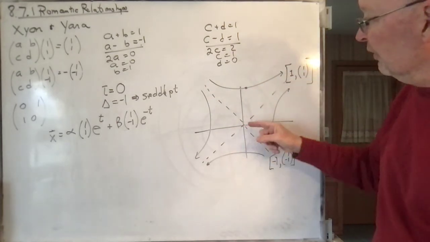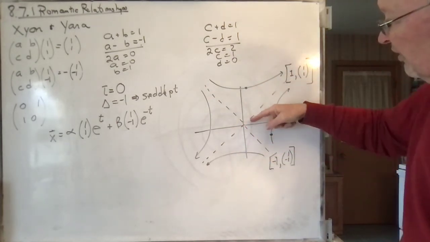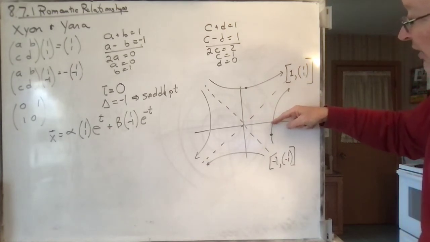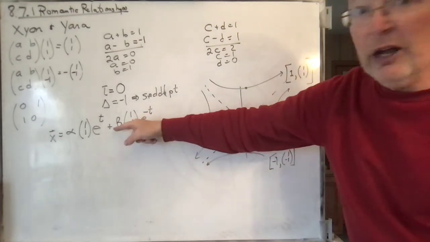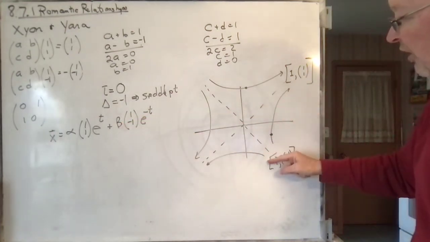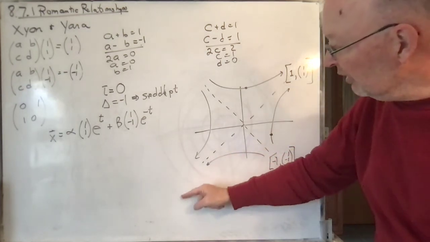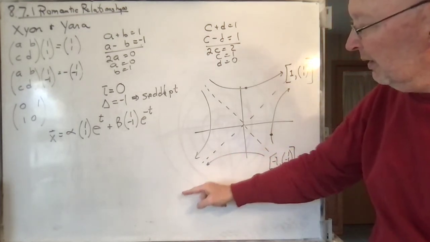On the other hand, if your initial value was say here, say it was 4, negative 5. 4, negative 5 puts you there. You go ahead and find out what alpha and beta are going to be. If you start off at 4, negative 5, you're going to end up going down there.